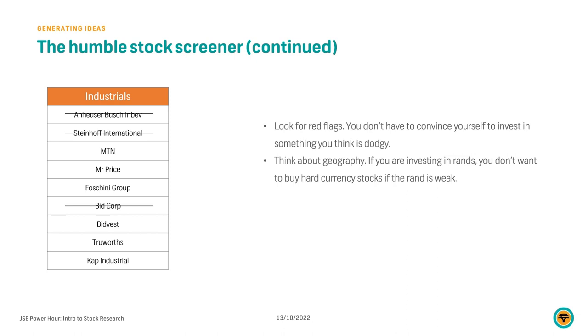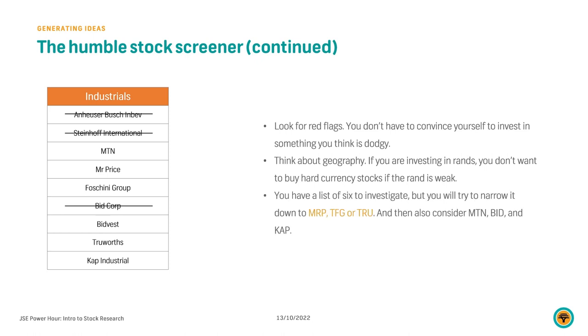So what I'm left with was CAP, Truworths, Bidvest, Foschini, Mr. Price, and MTN. Now, I would probably go into all of them, but what really stood out to me, and what I thought could be quite helpful, was that we had three major retailers in here, clothing retailers specifically, or discretionary retailers: Mr. Price, Foschini, and Truworths. So those are the ones that I'm going to focus on. Separately, I would have probably also delved into MTN, Bidcorp, and CAP, but a comparative is always more interesting than looking at a stock completely on its own.